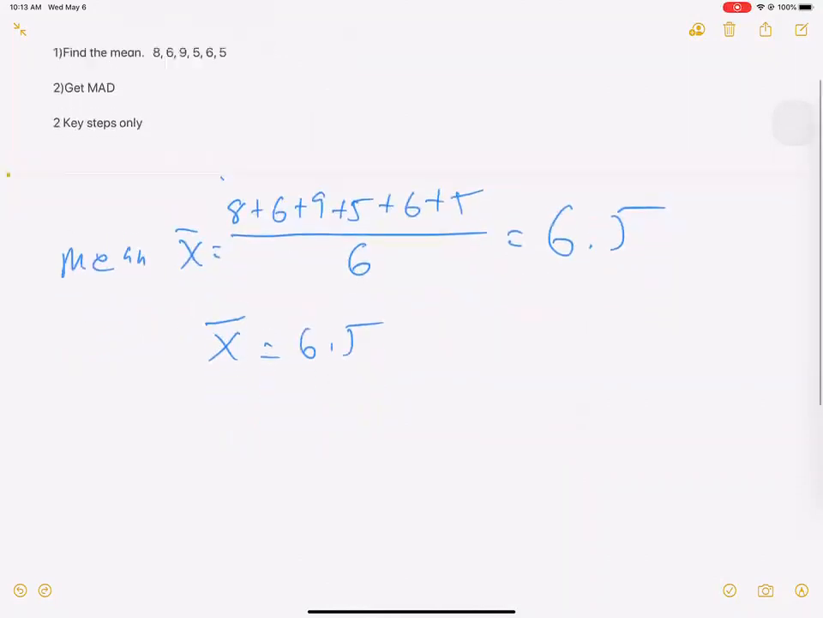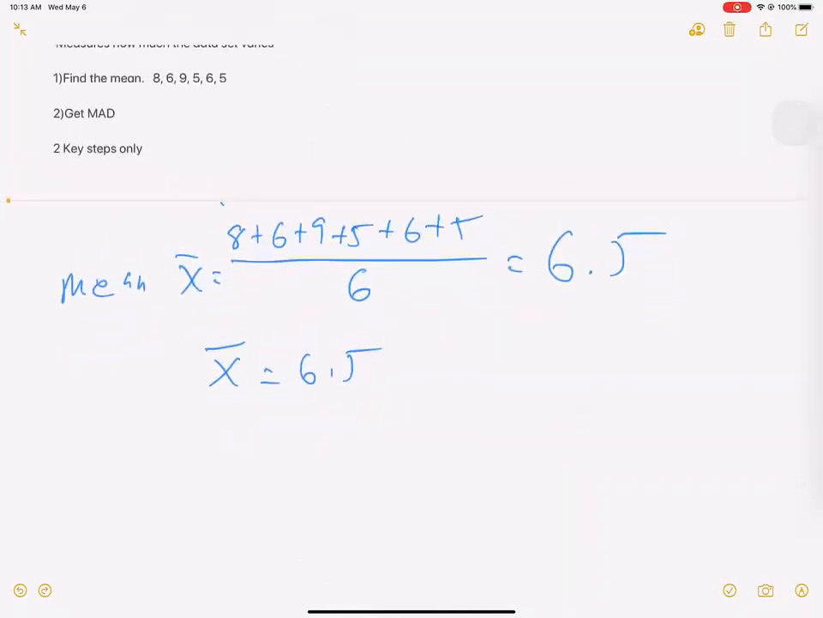So here's what we're going to do. Now that we found the average, we're going to compare all our numbers. How far is 8 from the average? How far is 6 from the average? How far is 9 from the average? And we don't care if it's a high or a low number. And we're going to add them all up.